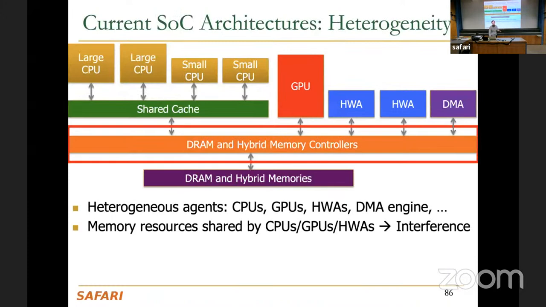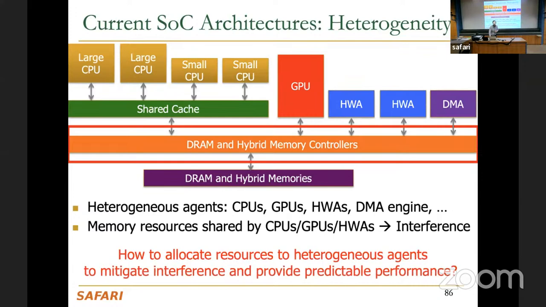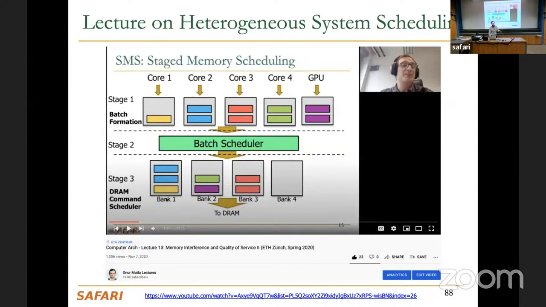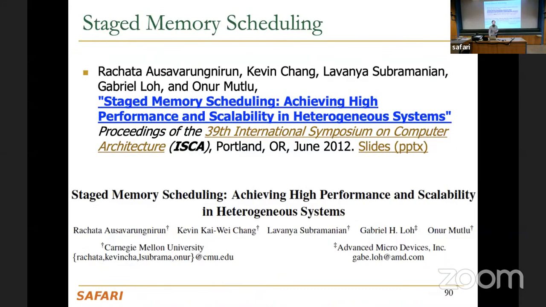Okay, so these are some things that we're not going to cover. And I'll take a break after we're done with memory scheduling, I think. So heterogeneity is important, and this is actually causing a lot of trouble. How to allocate resources to heterogeneous agents to mitigate interference and provide predictable performance is actually a big problem. But the problem is actually bigger than what we have been discussing. We're taking strides, but you have large cores, small cores, GPUs, hardware accelerators, and DMA engines, as we will discuss. And this is real. This is how current systems are. How do you handle things in a heterogeneous system? Unfortunately, we don't have time. So you can actually take a look at some of the works. It's actually a fascinating area, but as I said, we don't really have time for this.